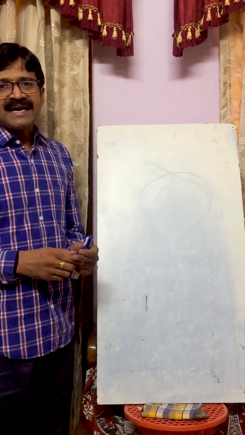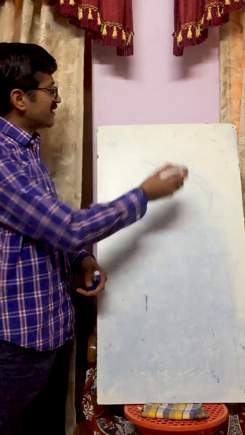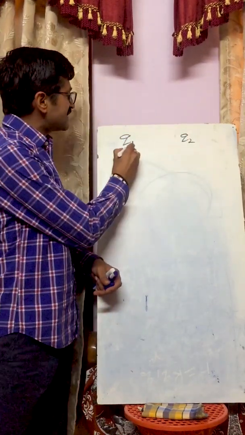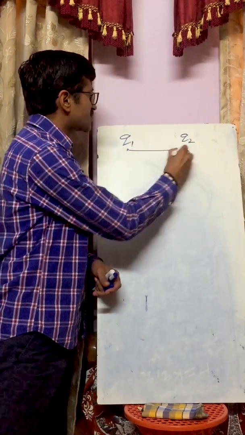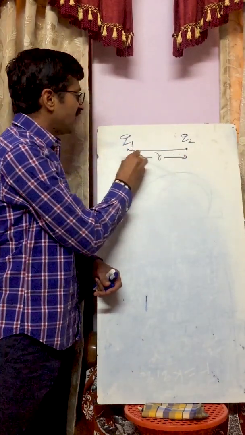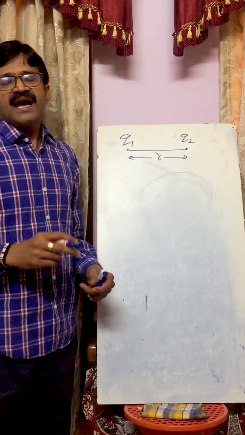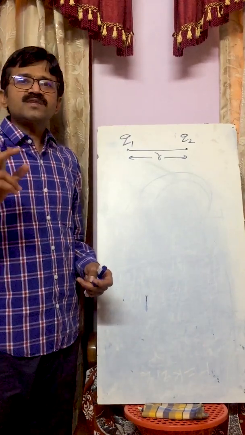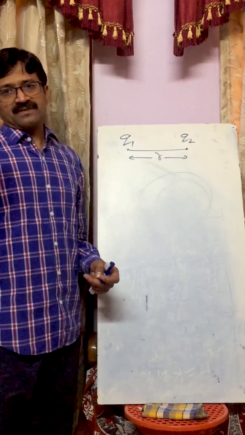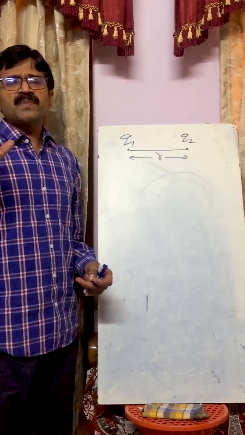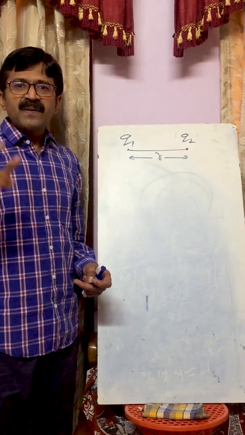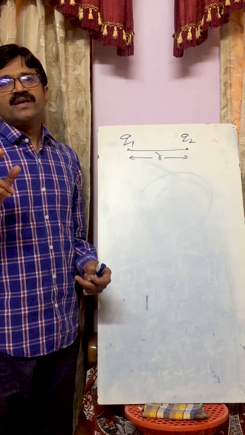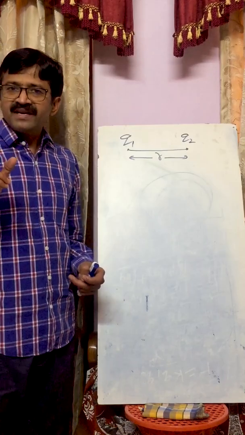Coulomb's law says that whenever two charges, Q1 and Q2, are kept at a particular distance r, there will act a force between them, and this force can be of attraction or of repulsion. This attraction or repulsion force depends upon the product of charges. It also depends upon the square of the distance between the charges.